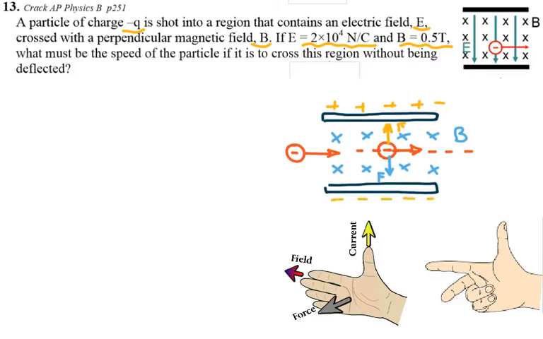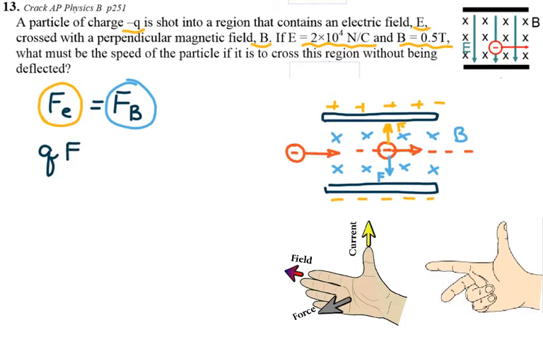And what you said here is that the electric field force must be equal to the magnetic field force. So here is the electric field force. Here is the magnetic field force. And the electric field force is equal to Q times E, and the magnetic field force is equal to QVB sine theta. And in this case, again, the movement of the charge is perpendicular to the magnetic field lines.